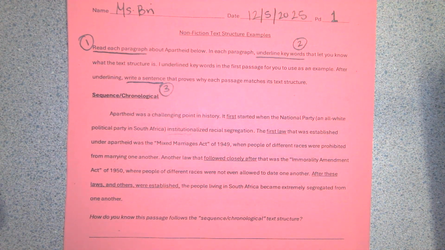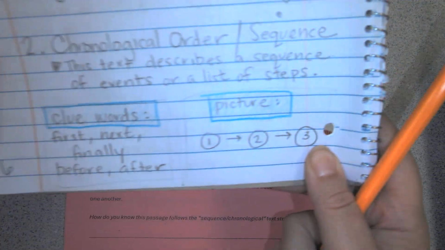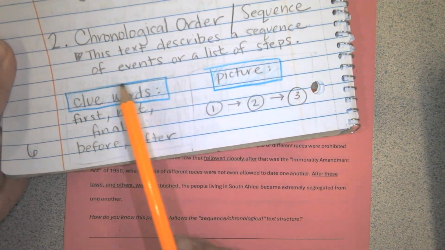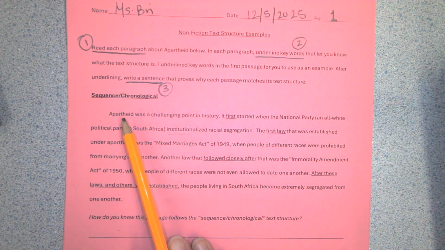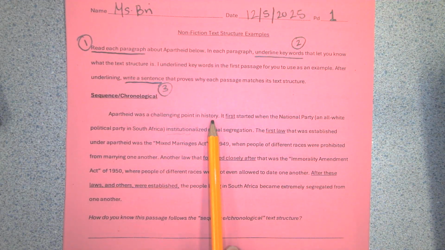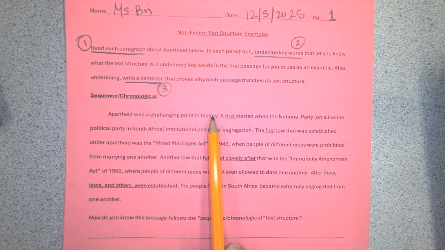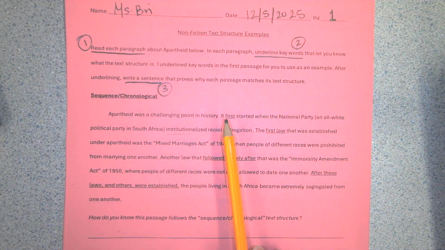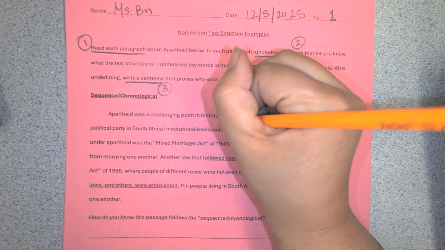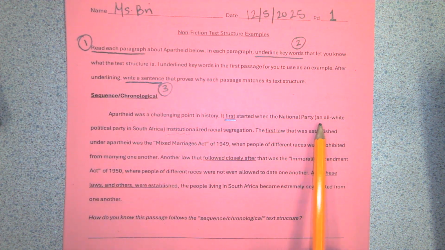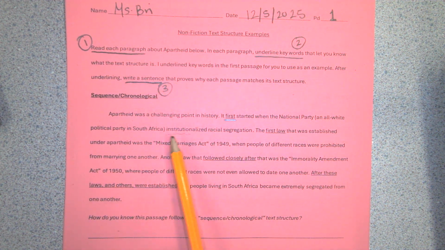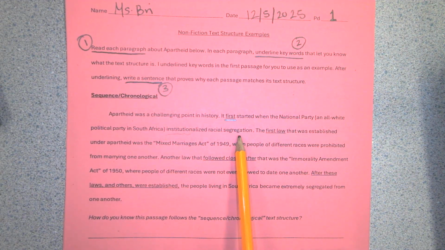So now that I know that sequence or chronological has to do with order, I'm looking for some of those clue words, right? I'm looking for some of these words right here. So I'm going to go back and read this again. Apartheid was a challenging point in history. I'm going to stop. I don't see any clue words there, so I'm going to keep going. It first, I'm going to underline that one again, started when the National Party, an all-white political party in South Africa, institutionalized racial segregation. Okay, no other clue words.